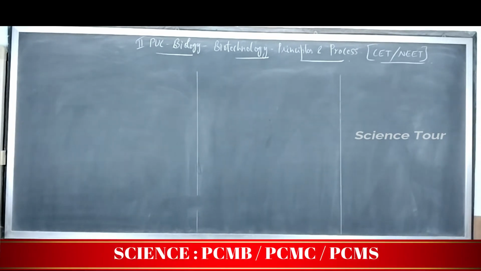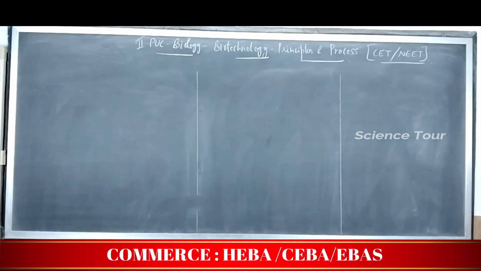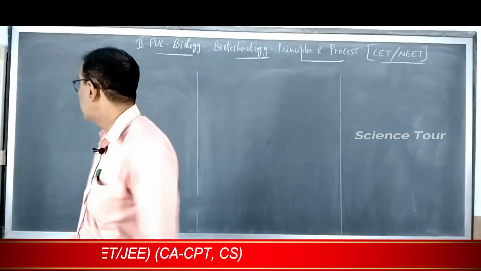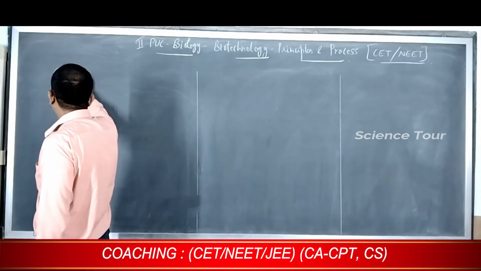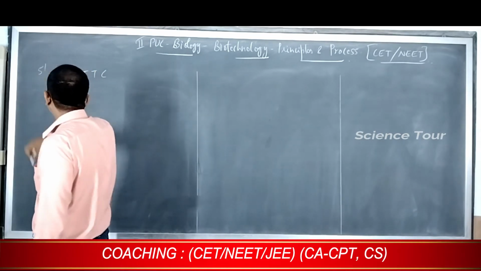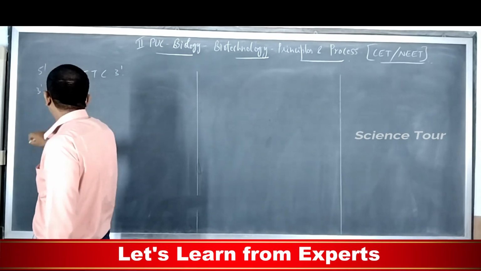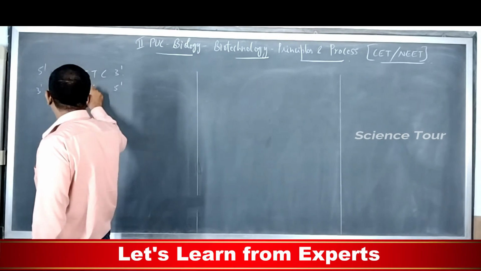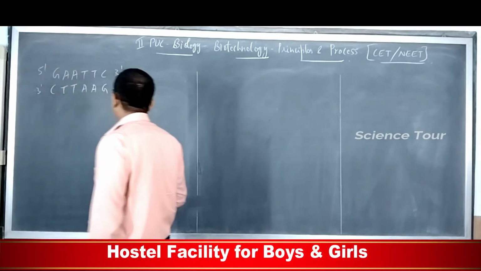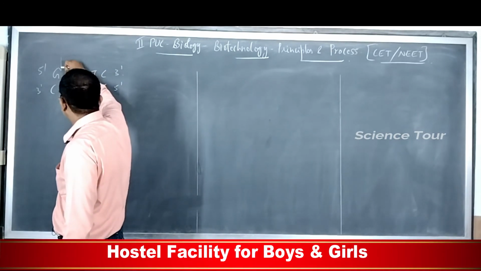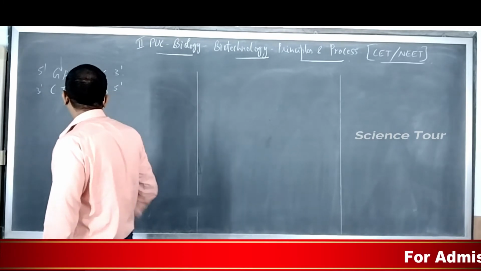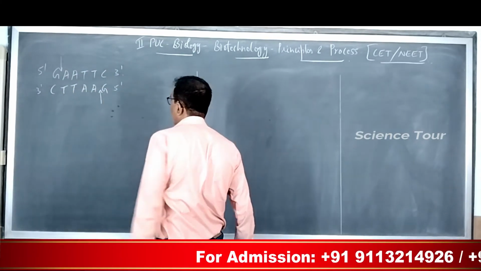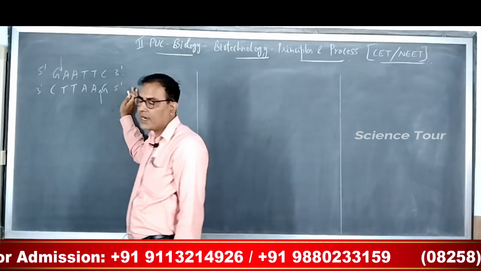For example, GAATTC. See, in the 5' to 3' direction it reads GAATTC. If you write it from 3' to 5', it becomes C, T, T, A, A, G. So it can recognize a palindrome sequence, and it will cut at the specific sites called recognition sites and can expose the sticky ends.